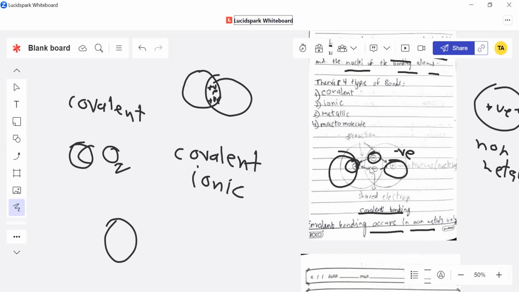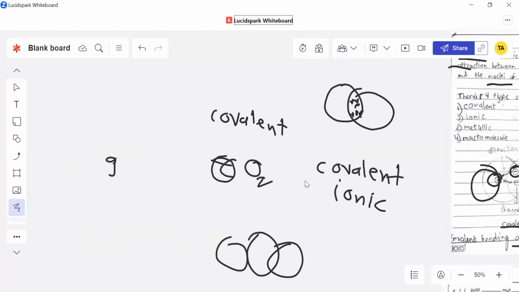And carbon, how will I know what bonds this will look like? Carbon has 4 electrons in the outer shell. How do I know this? Because carbon is in group 4 of the periodic table. So group 4 elements will have 4 electrons in the outer shell. Group 5 will have 5 electrons, group 6 will have 6 electrons, and so on.